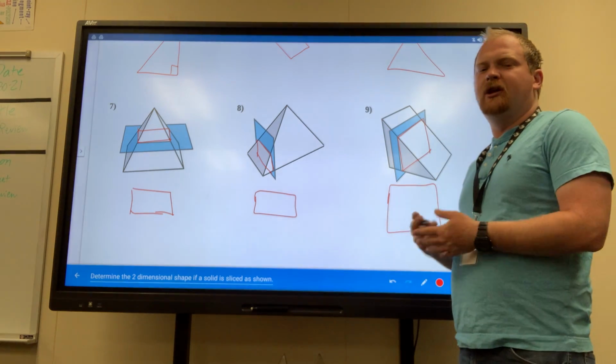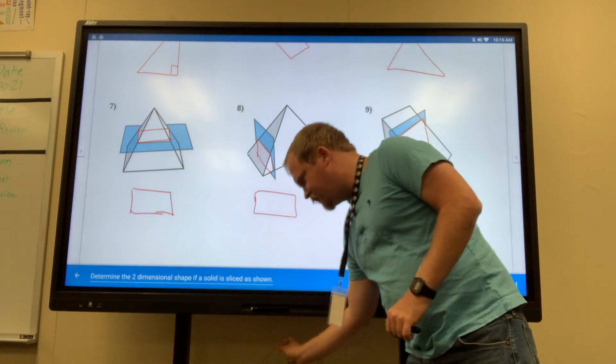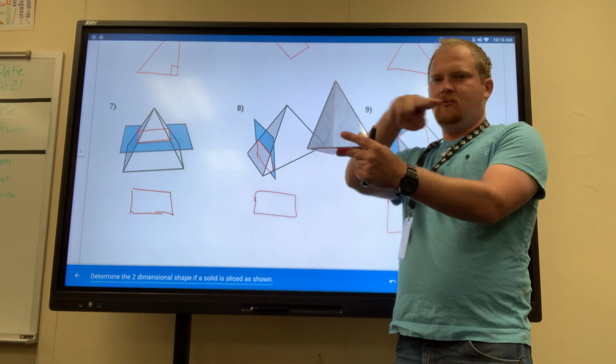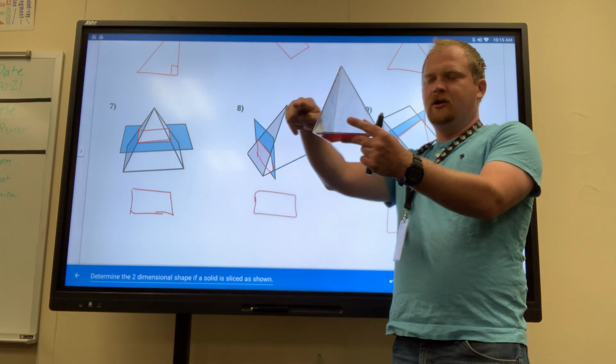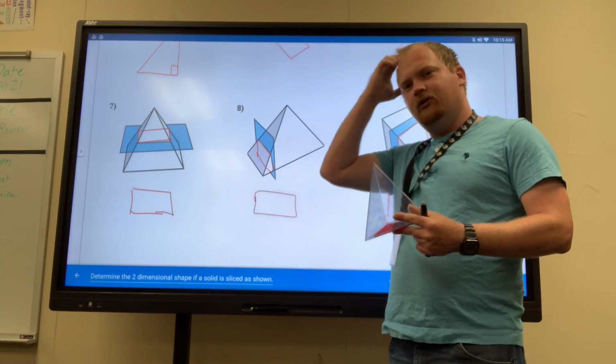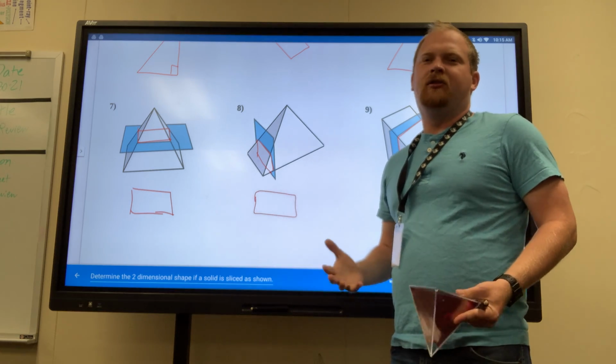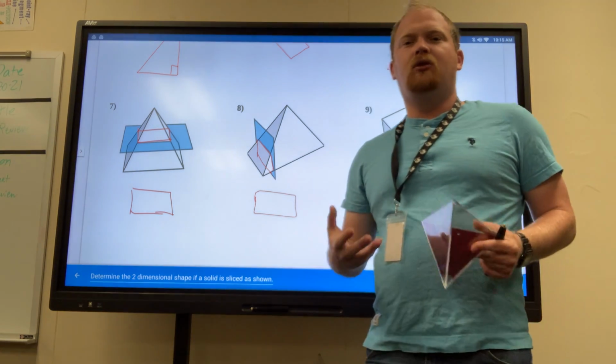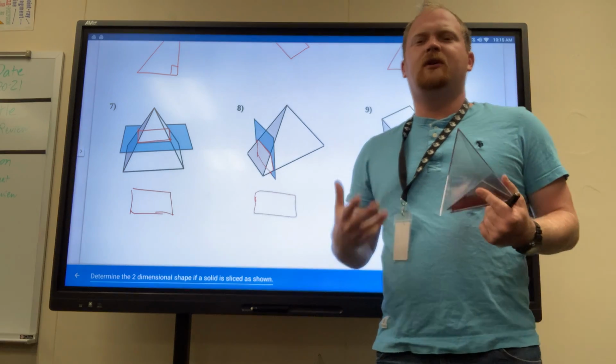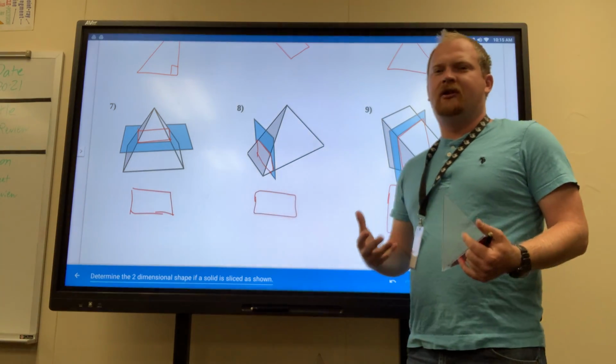So really what we're looking at is taking a three-dimensional figure like this and then cutting it a certain way. And if we do cut it, what shape is it making? That's what we're looking for. We're just trying to figure out what type of shape it would actually make.